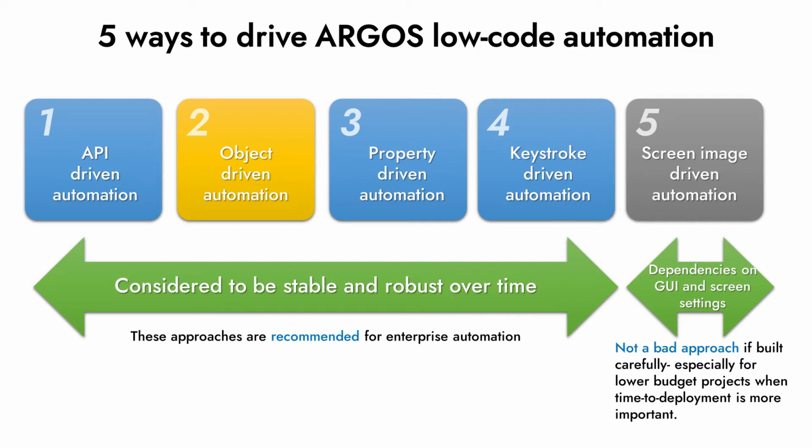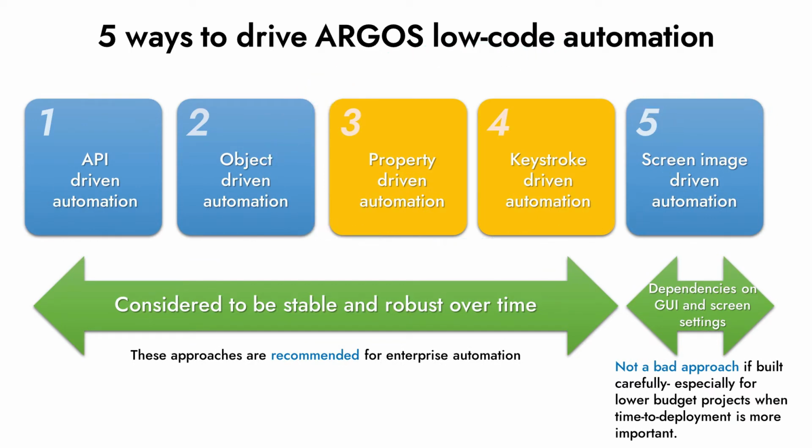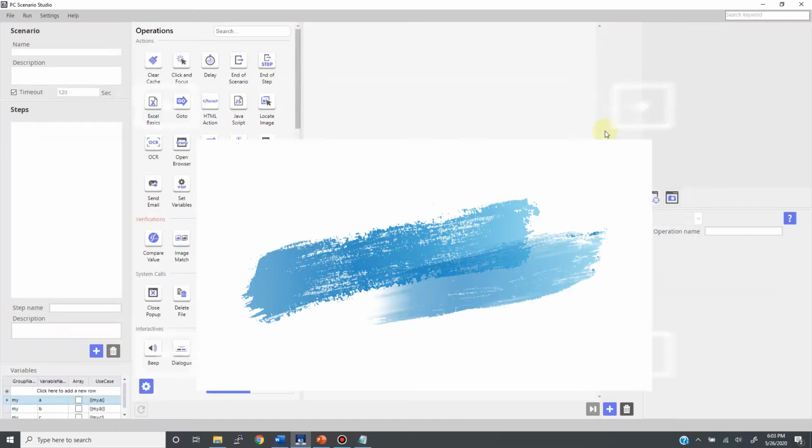Now in this video, we will cover the third and the fourth way, which are the property-driven and shortcut key-driven automation scenario. By the way, the fifth way is to drive your bot using screen images. Now let's get started. Here is the stage.